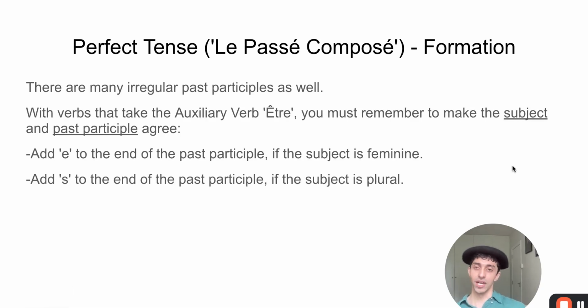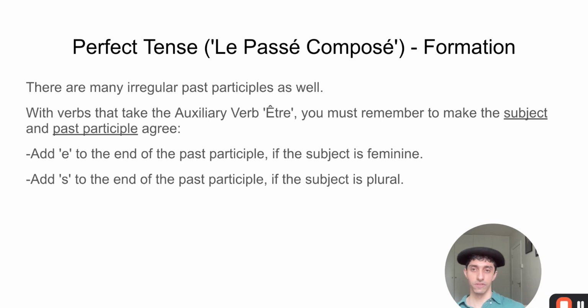There are, however, unfortunately, many irregular past participles as well, not just a few. And that's what generally makes the perfect tense harder to form and more onerous to memorize too. So if there are verbs that take the auxiliary être, you have to remember to make the subject and the past participle agree as well. I will show you some of the irregular past participles, I believe, as well.